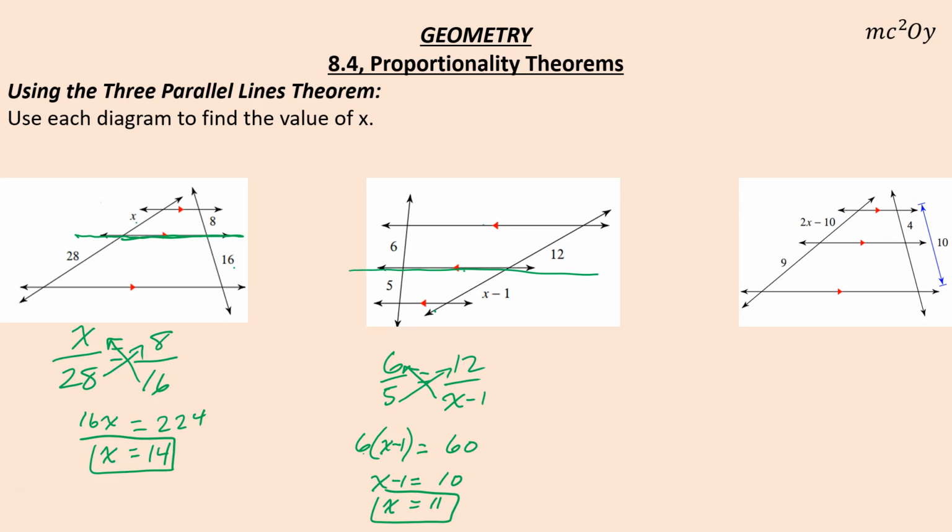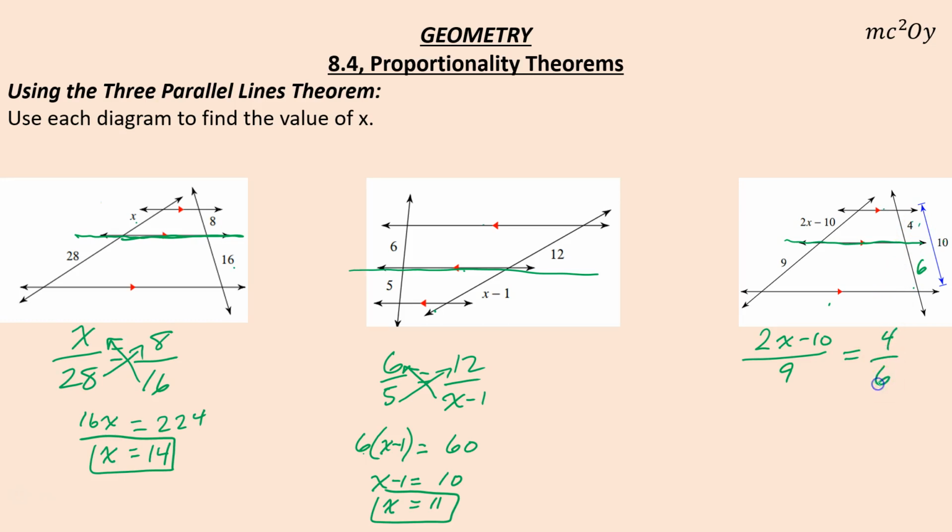And the last one, well, it's important to note three parallel lines. There's kind of the fraction bar if you think of it that way. 4, we don't know what this is, but we can calculate it. 10 minus 4 gives us this length, which is 6. Okay, so I have (2x minus 10) over 9 is equal to 4 over 6.